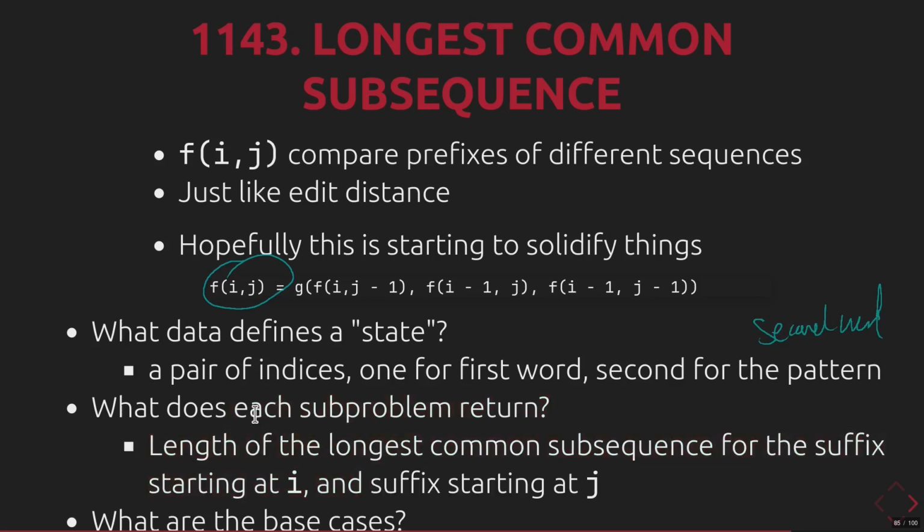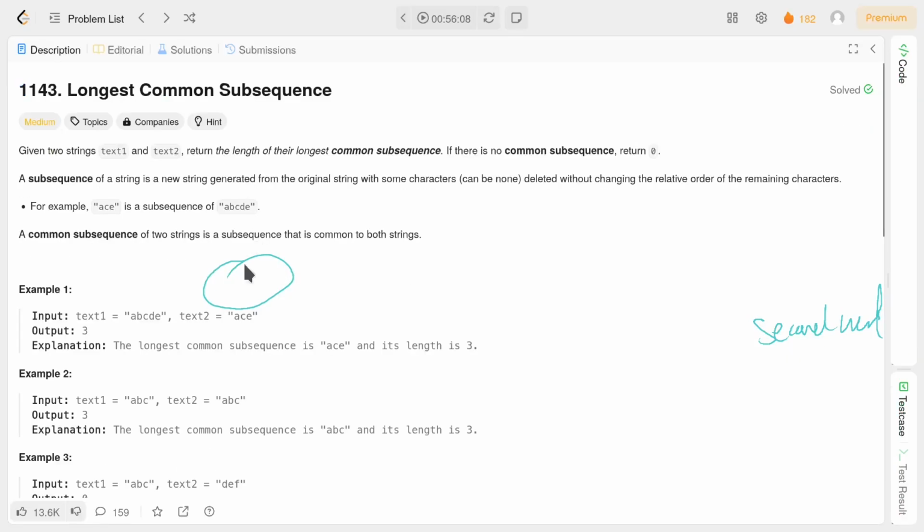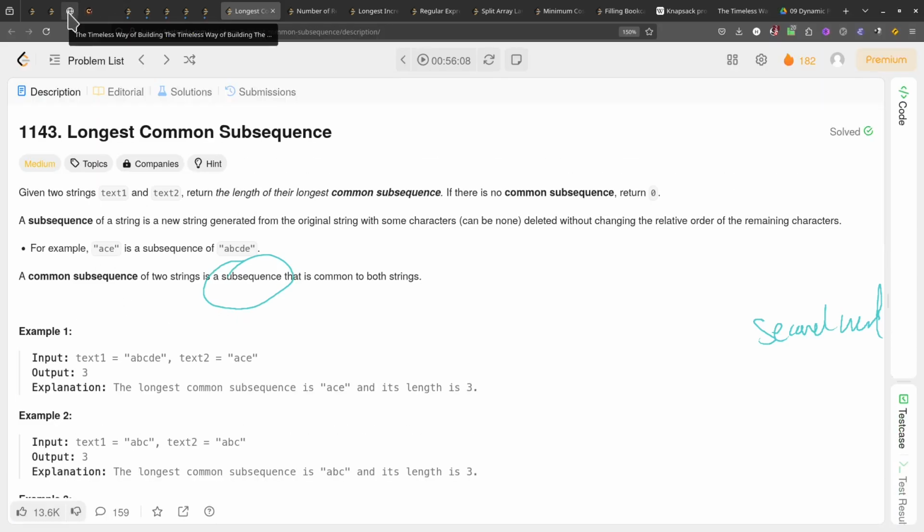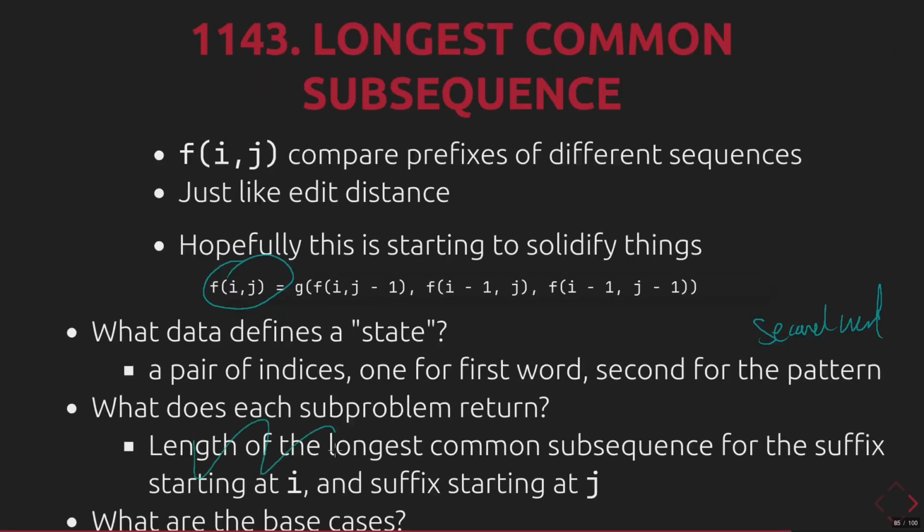So what does each subproblem return? Okay, this text is absolutely wrong. The subproblem actually returns the length of the longest common subsequence. For this problem, you don't return the common subsequence, you just return the length. So scratch this out, it's the length of the longest common subsequence of the suffixes, the suffix that starts at i and the suffix that starts at j.